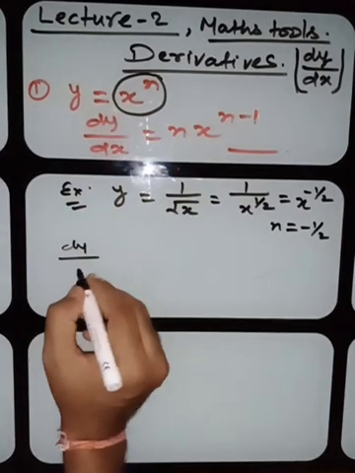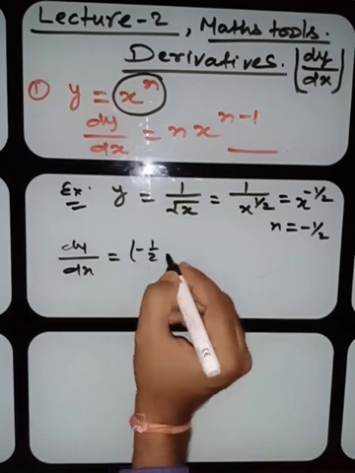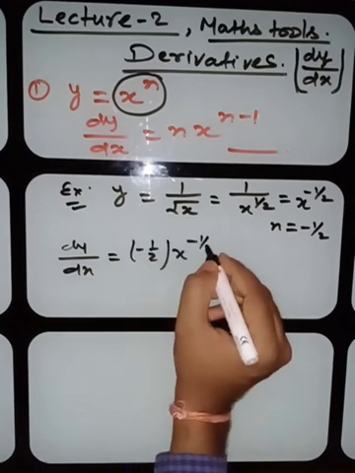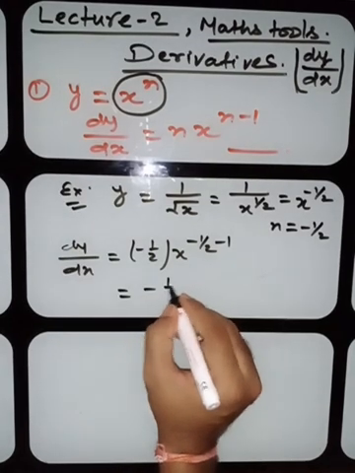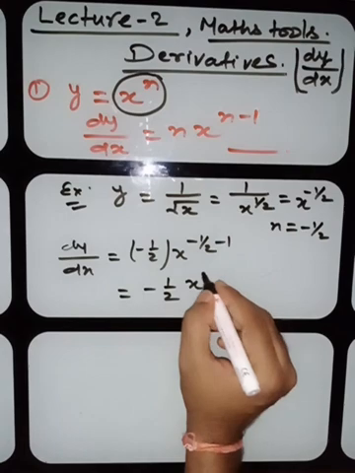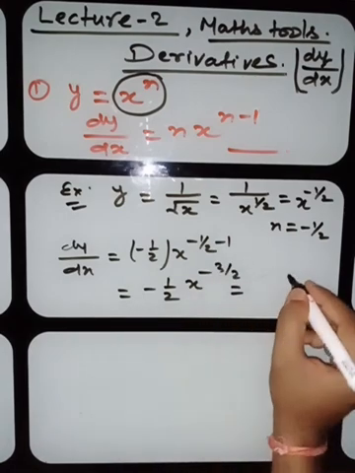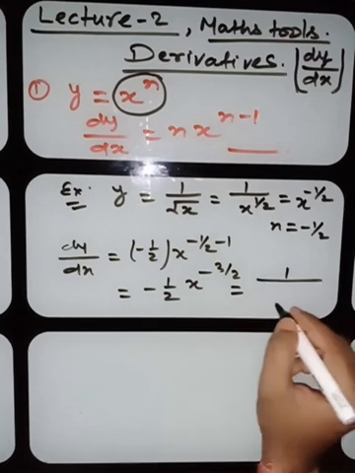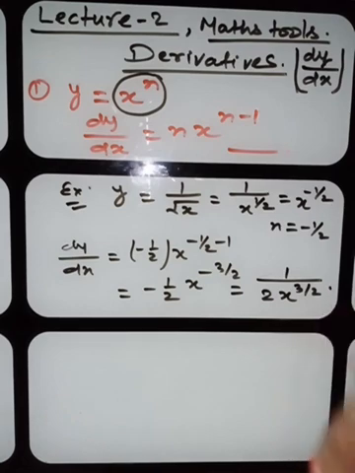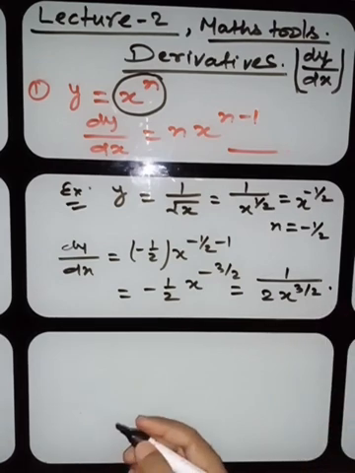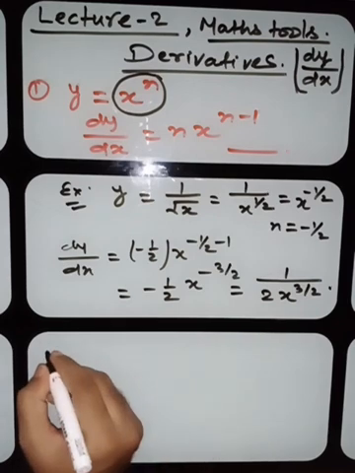Now it's very easy to put in this formula. dy by dx will be n x to the power n minus 1. So minus 1 by 2 x to the power minus 3 by 2. You can write the answer in this way also: minus 1 by 2 x to the power 3 by 2 in the denominator. This is the answer. Yes, maximum students are telling yes sir, I have solved. All right, now the second one.